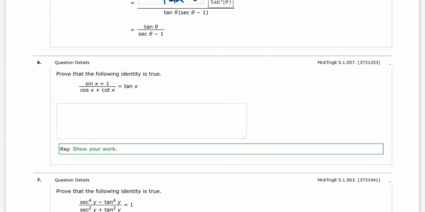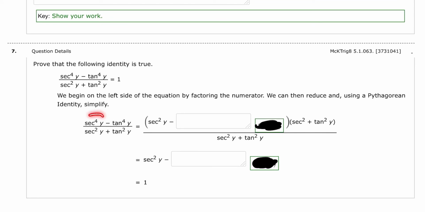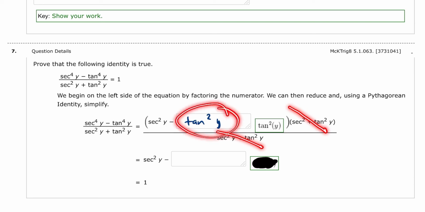All right, the next problem. What you can do here, this is a difference of two squares as well. So it's going to be secant squared minus tangent squared times secant squared plus tangent squared. That's a difference of two squares formula. And then for the next step, let's see what they did next. It looks like they multiplied this. Oh, I'm sorry, they didn't do that. It looks like they canceled this out and this out. And so you're just left with secant minus tangent squared.